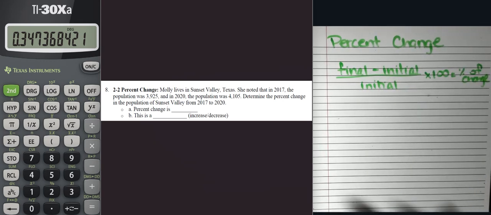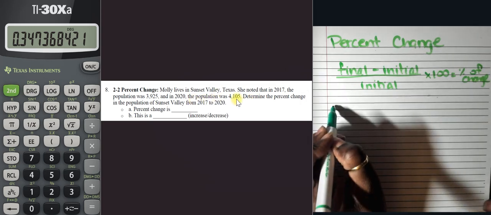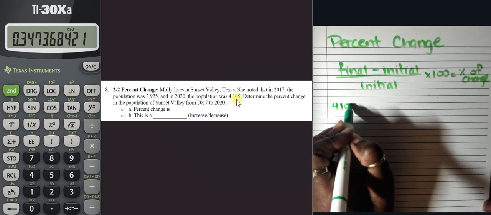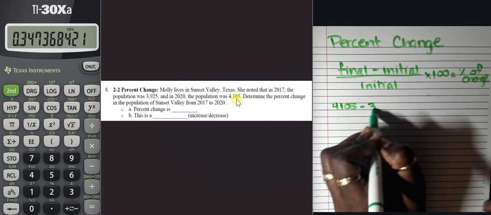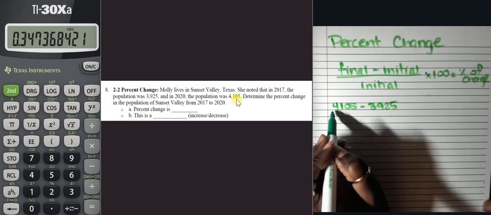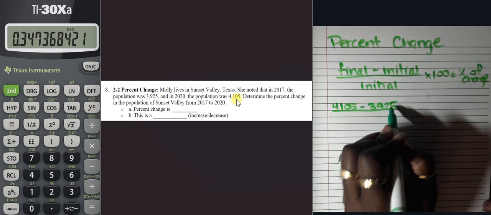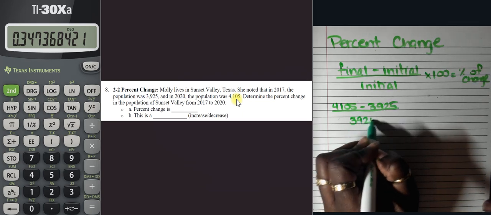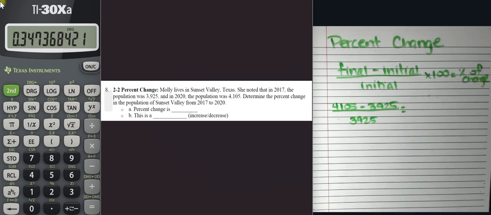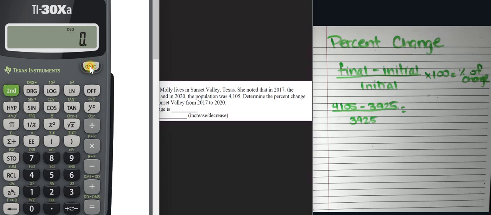All right. So what is our final amount? What did we end with? We're comparing from 2017 to 2020. We ended with 4,105. So 4,105 is our final amount. We started off in 2017 with 3,925, and you're going to also use that quantity, your initial amount, as the denominator. So 3,925.